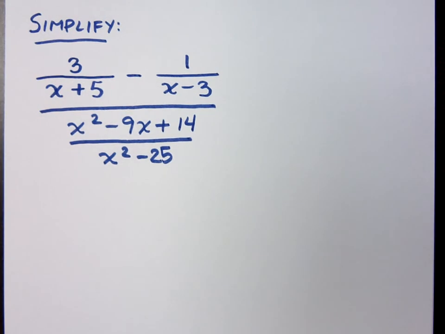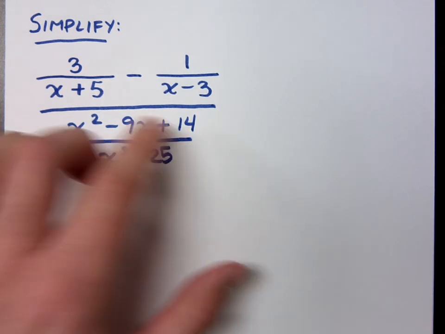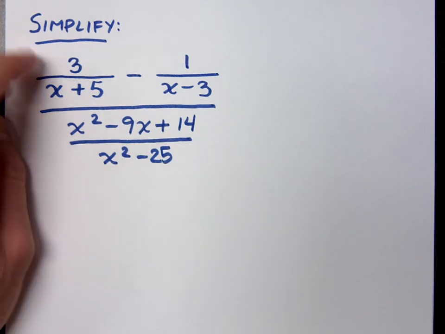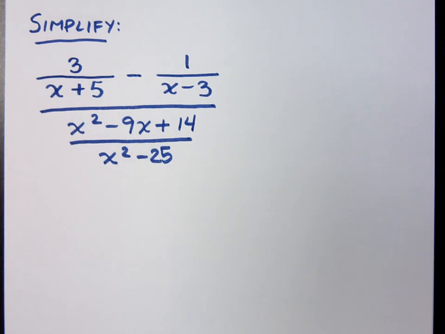Now, this is a super fun problem. You could find the LCD for everything, but I do not recommend doing that. If you notice, the denominator is already basically simplified. It's all together as one fraction, right? But my numerator has some work to be done, right? So let's take care of that.